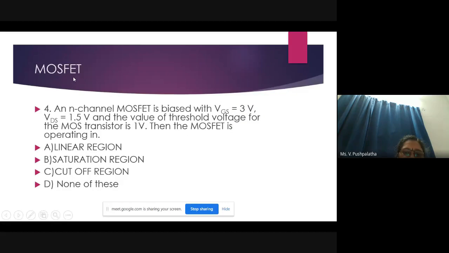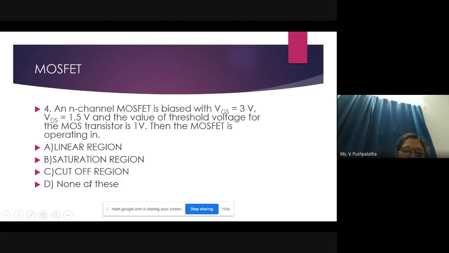An N-channel MOSFET is biased with VGS equal to 3 volt and VDS equal to 1.5 volt, and the value of threshold voltage for the MOS transistor is 1 volt. VT is given. Then the MOSFET is operating in what region? Linear region, saturation region, cutoff region, or none of this. Okay. So here they have given the N-channel MOSFET biased with VGS equal to 3 volt and VDS equal to 1.5 volt. We all know the equation for all regions, right?